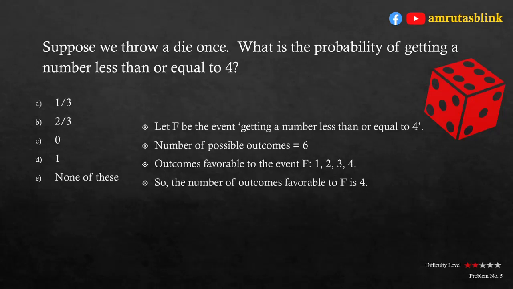So how many number of favorable outcomes are here? That is 4, and hence the probability of this event F is equal to 4 upon 6, that is 2 upon 3, and hence it is answer option B, which is 2 by 3.